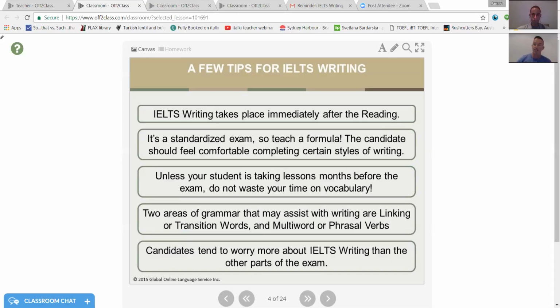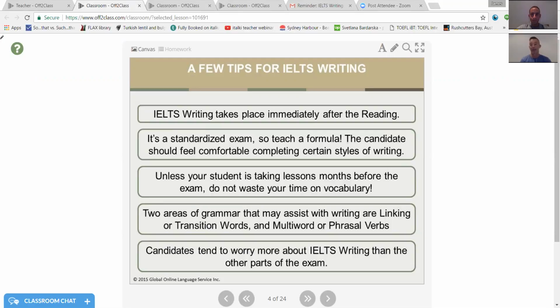IELTS is a standardized exam. It's just like TOEFL. And so I believe it's okay to teach something that's formulaic. You want to help them get through the exam, and so the 4-paragraph structure is something that they should just know off by heart. They should certainly be comfortable with dealing with certain styles of writing, and not every style of writing.